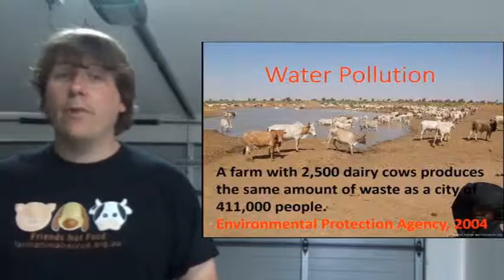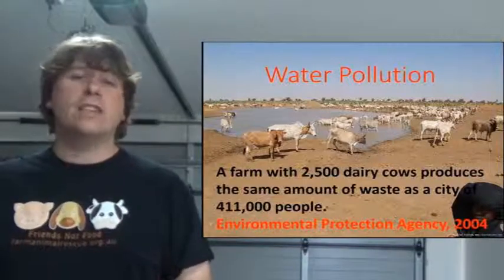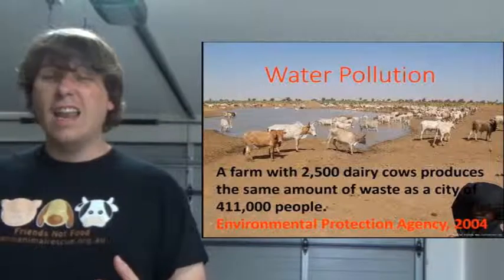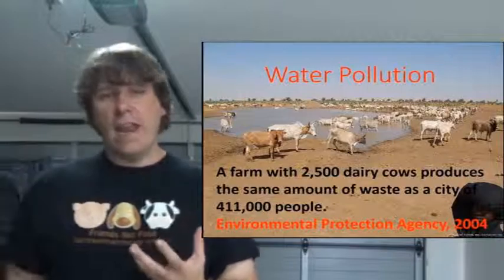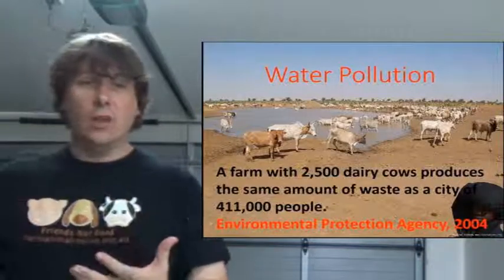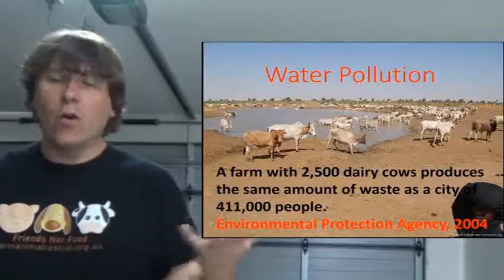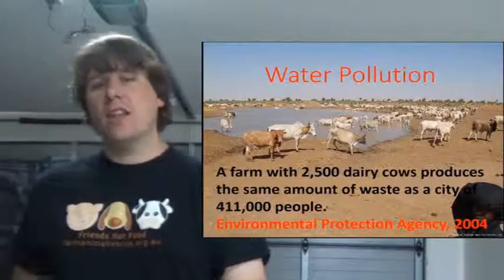You have, for example, a farm with 2,500 dairy cows. That produces the same amount of waste as a city of 411,000 people. That's just 2,500 cows. That's not many compared to all the dairy cows out there in the world, and that is a lot of pollution. It's the same as a city of almost 500,000 people. And that's from the Environmental Protection Agency.